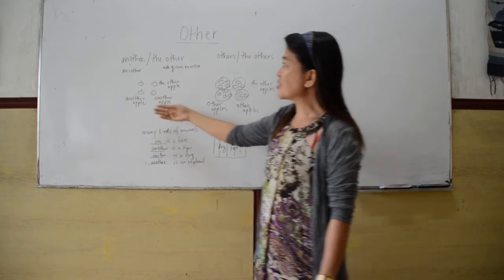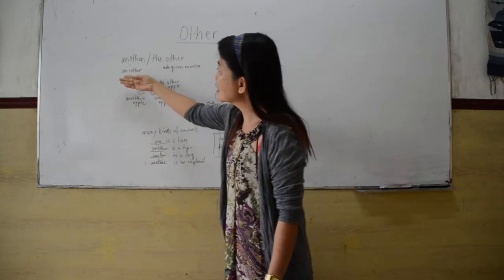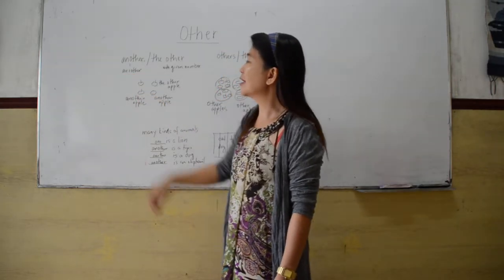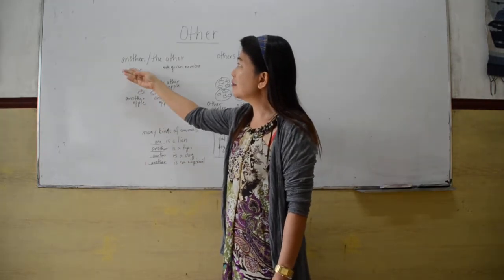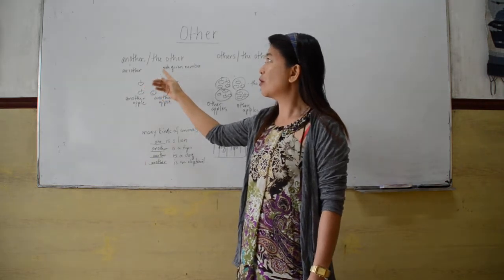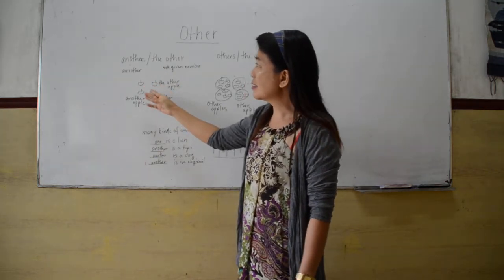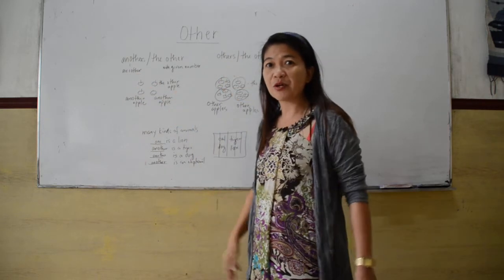Okay, so let's go first to the singular forms. Now, let's take first the word another. What does this word mean? Another means one more out of a group of similar items. It means an plus other put together as one word.